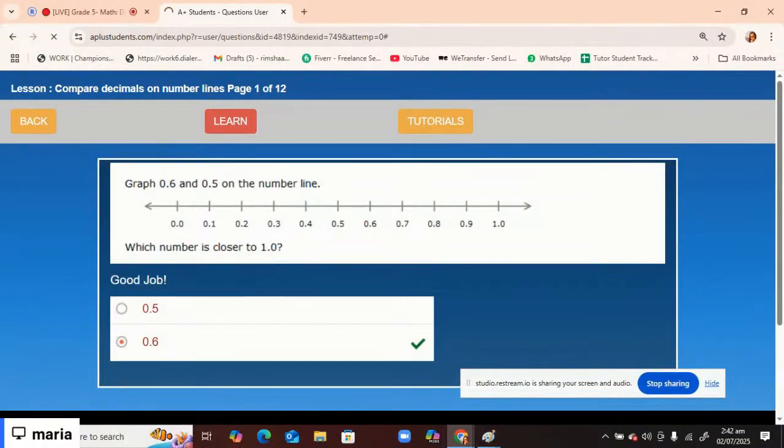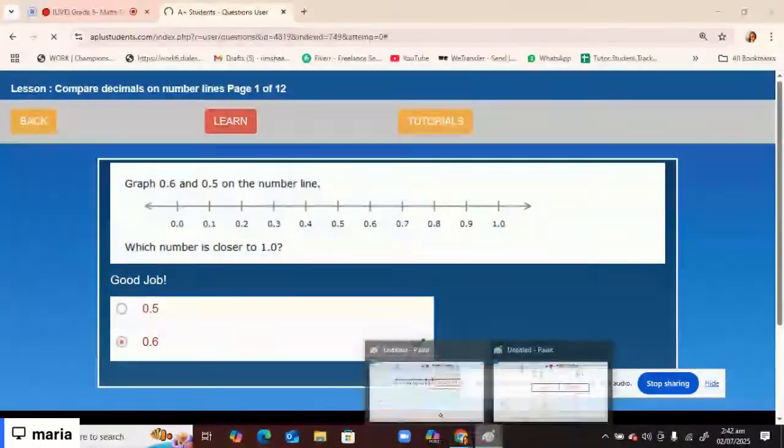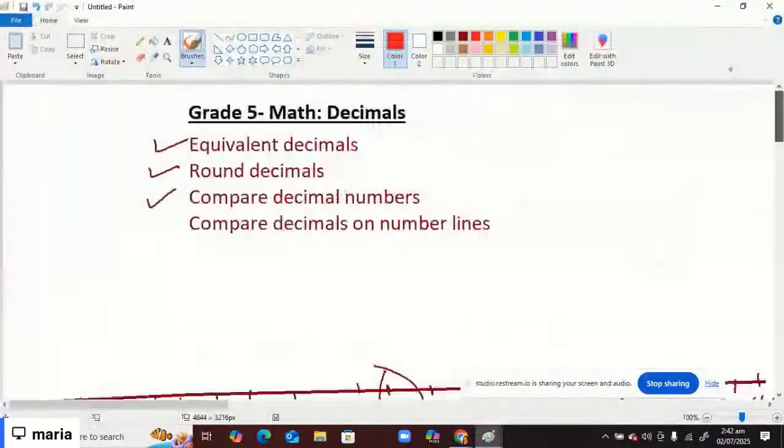Hope you guys understand this lesson as well. So today was grade 5 maths. The chapter we covered today is decimals, and here is the list of lessons: equivalent decimals, round decimals, compare decimal numbers, compare decimals on the number line.